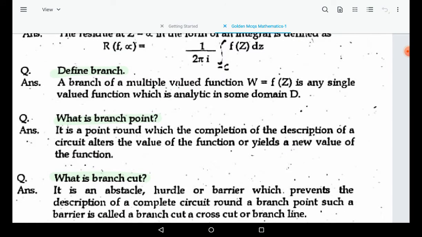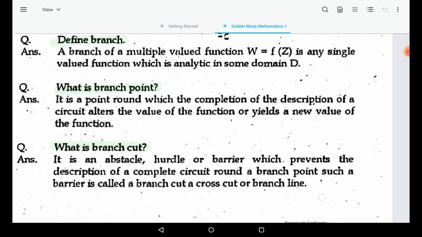Define branch of a multi-valued function. w = f(z): a branch is any single-valued function which is analytic in some domain D. What is a branch point? It is a point such that the completion of a circuit around it may alter the value of a function or yield a new value of the function.